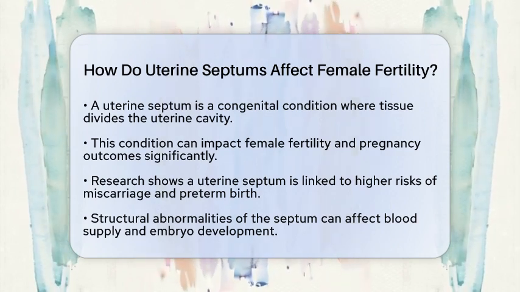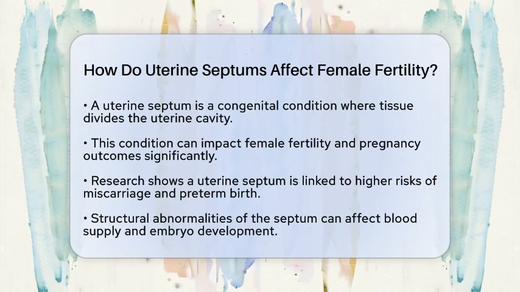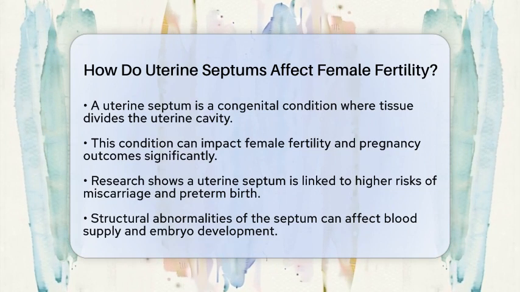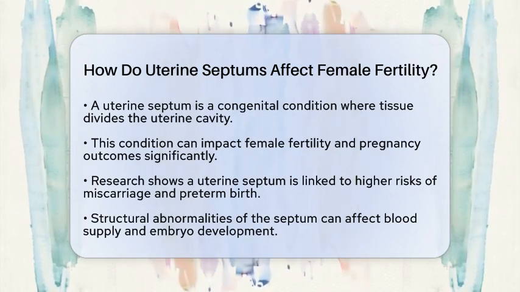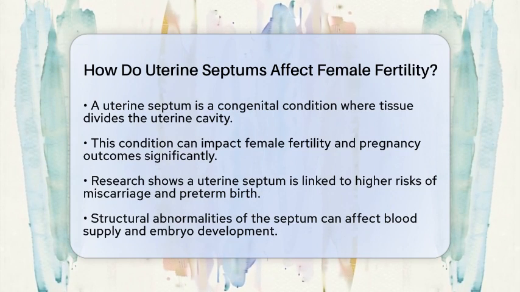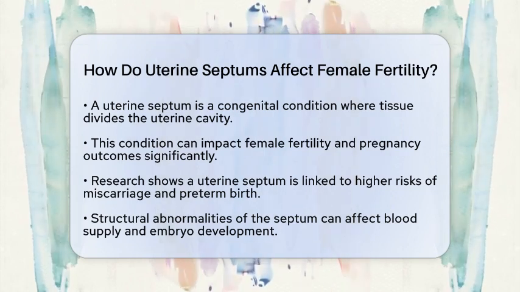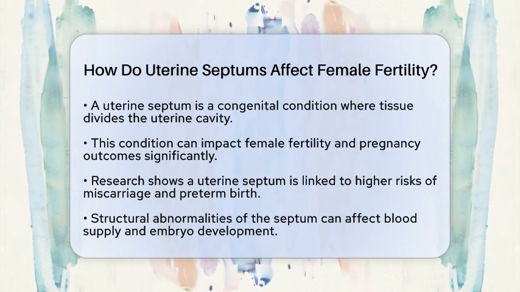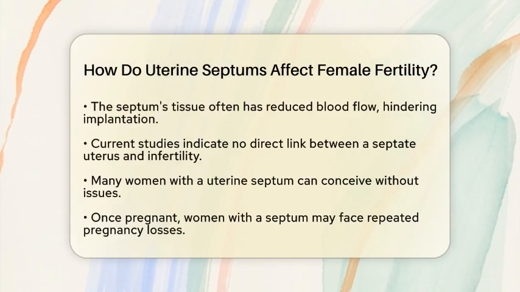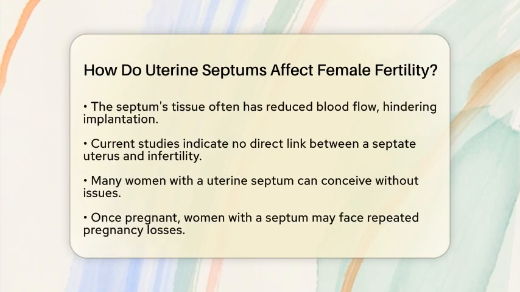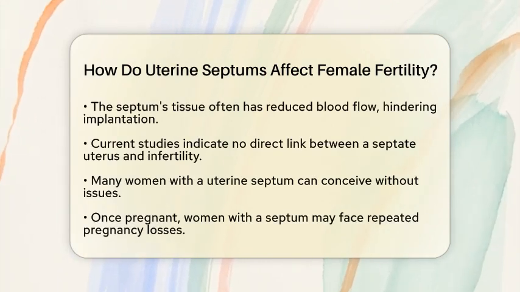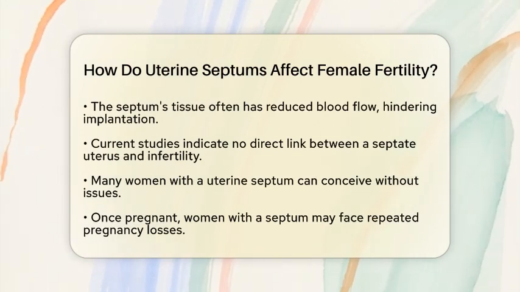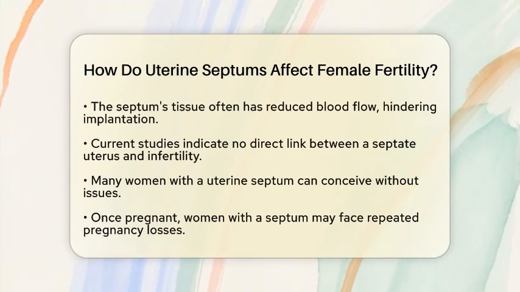Research indicates that a uterine septum is associated with poor reproductive outcomes. Women with this condition may face a higher risk of spontaneous miscarriage, preterm birth, and complications during delivery. These issues arise mainly due to the structural abnormalities of the septum, which can affect blood supply and the overall environment for a developing embryo. The tissue of the septum often has reduced blood flow and altered muscular structure, which can hinder implantation and the embryo's ability to grow properly.